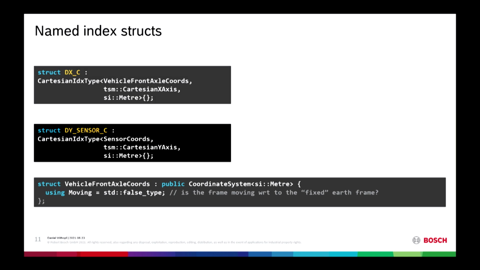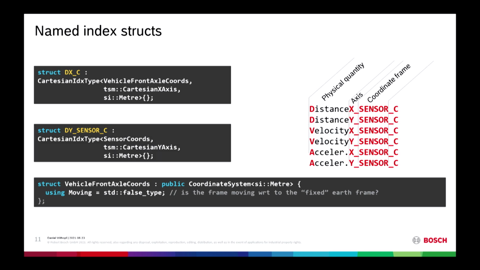Now, second example, this here is a y position in a sensor frame, dy sensor. Again, we derive from the base class. We list the template arguments, so fairly easy. And the general rule for how I constructed these indices is given here on the right-hand side. So these names consist of 3 parts. The first one describes the physical quantity, is this distance, velocity, acceleration, for example. The second part describes the axis, x, y, z axis.